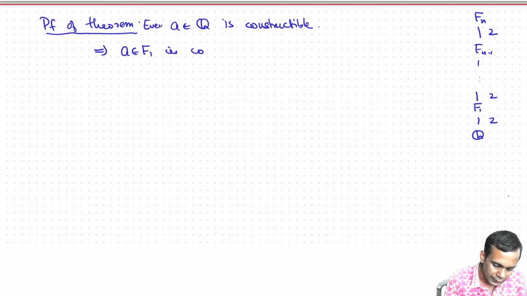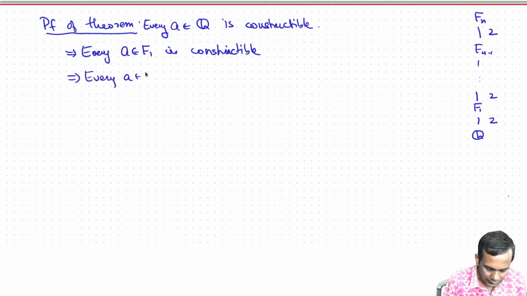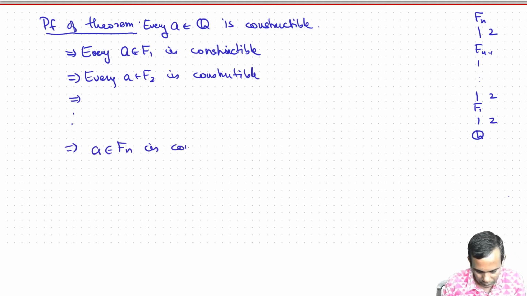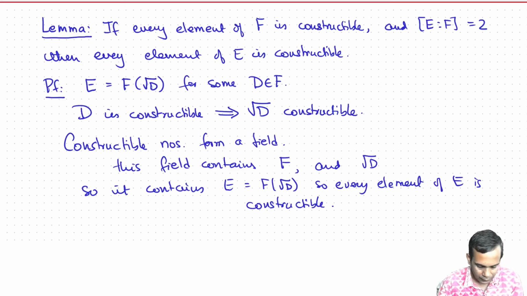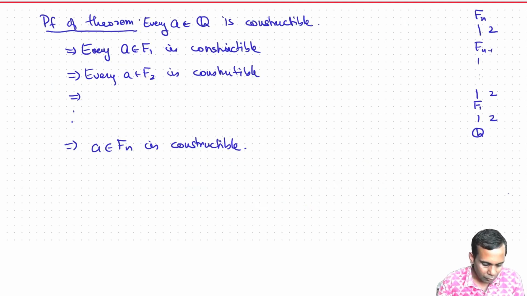So maybe I should say every A in Q is constructible implies that every A in F1 is constructible by this lemma. And that implies that every A in F2 is constructible, again applying that lemma, and so on, which means that every A in Fn is constructible. So you apply this lemma n times to show that every element of Fn is constructible. Now for the converse, we will have to use theorem star.